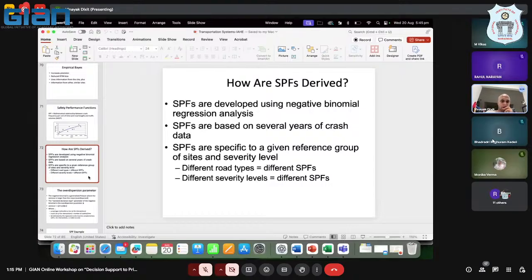SPFs are specific to a given reference group of site and severity level. So what we generally do is create a safety performance function for fatal crashes, a safety performance function for injury, or we can just do it based on total crashes. So we have different SPFs. We also have different SPFs by road type. National highways would have different ones, arterials would have different ones, urban roads would have different ones, and intersections have a different SPF.